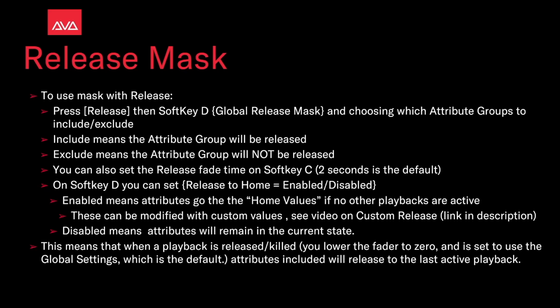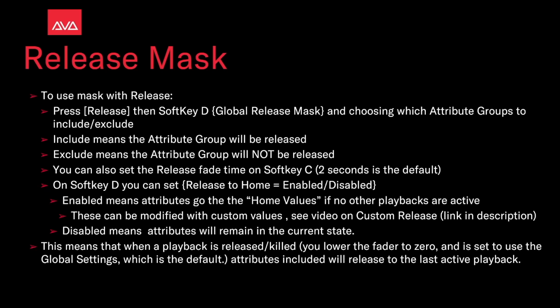To use the mask with the release, press the release key, then on soft key D, the global release mask, and choosing the attribute groups to include or exclude. Include means the attribute group will be released. Exclude means the attribute group will not be released. You can also set the release fade time on soft key C, 2 seconds by default.